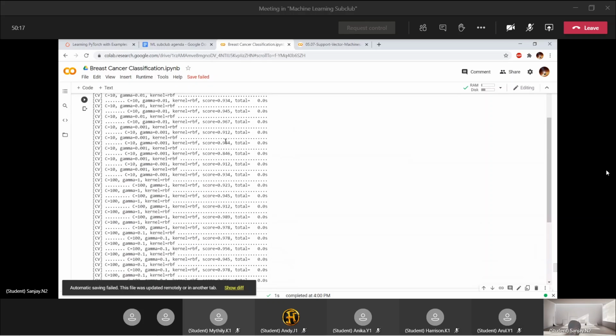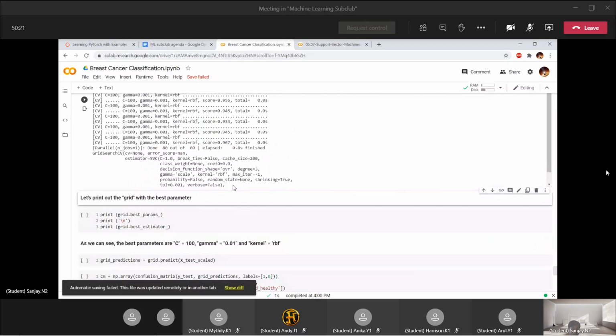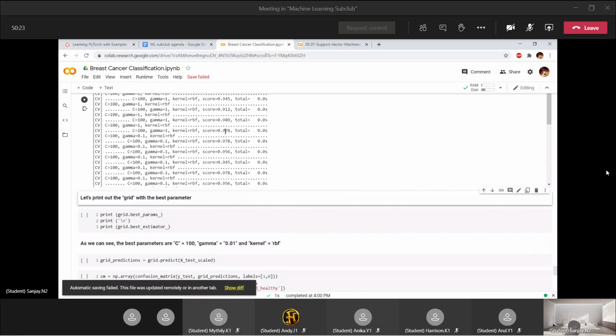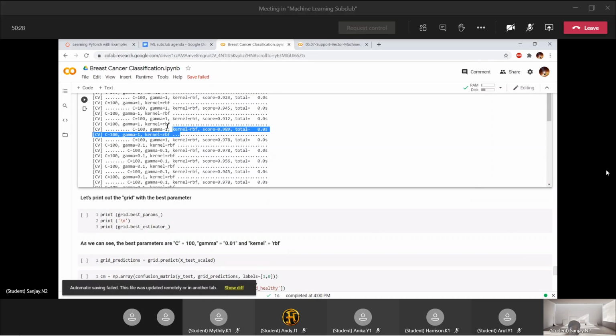So if you look through here, it runs through all of them, and we can see that the best one was this one up here, I think, where it produced a score of 0.989, and it used C equals 100, gamma equals 1, kernel equals RBF. So this is probably the optimal parameter combination, right?